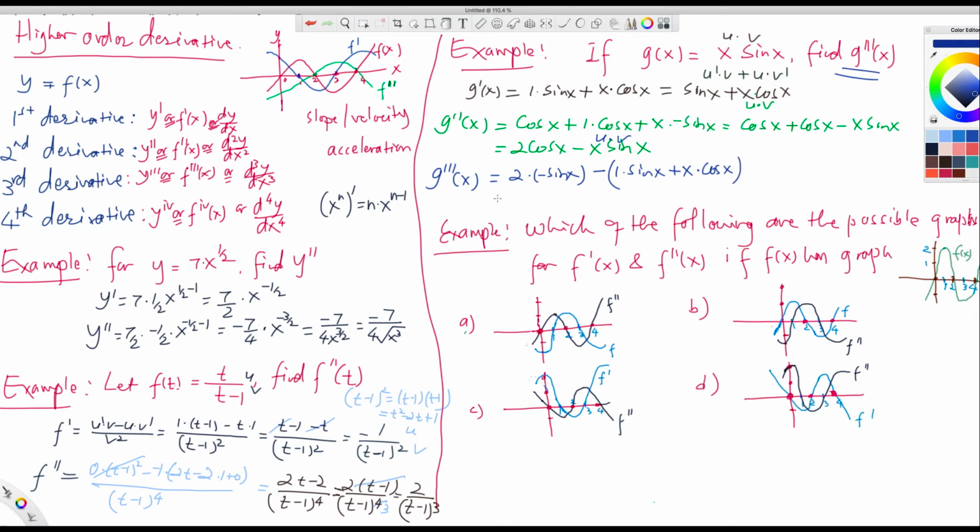So what do you get? The final answer will look like this: negative 2 sine x and then minus sine x, right? And then minus x cosine of x, because you need to distribute that to both of these, right? So if you simplify, then you will get negative 2 sine x minus sine x is negative 3 sine x and then minus x cosine of x. So this is the final answer for the third derivative of this g of x function, okay?